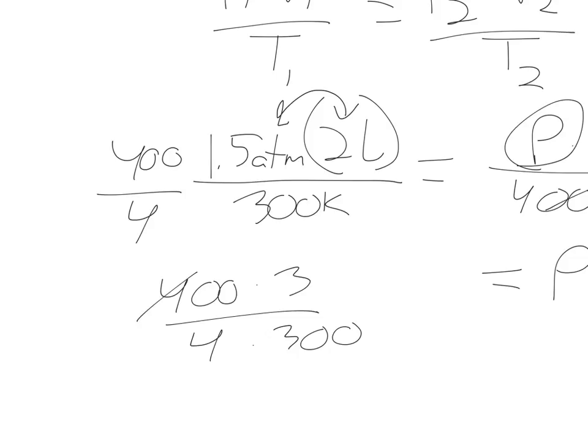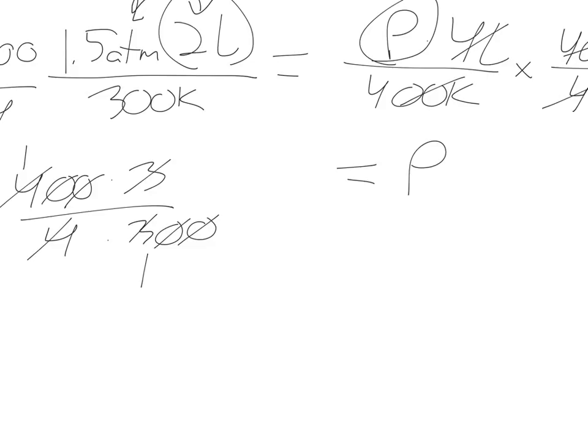I have a 4 here and a 4 here. That leaves me 100. I have a 3 here and a 3 here. That leaves me 100 there. I have 100 on top and 100 on bottom. Holy cow. It all cancels. In other words, the pressure I wind up with, you can check this on your calculator, should be equal to 1 atmosphere.